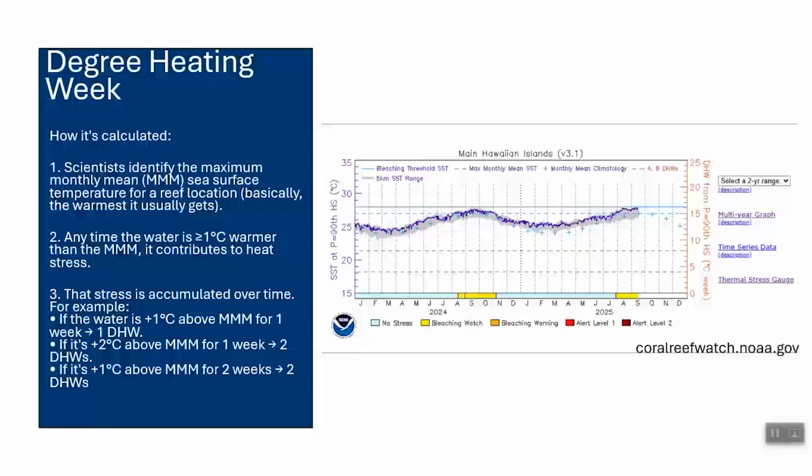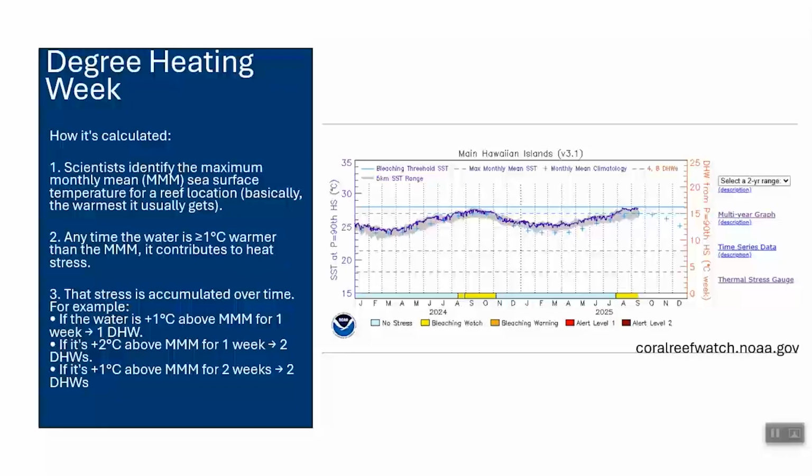Okay, so we've talked a little bit about bleaching, and now we'll go ahead and get into a little more of the science in this tool through Coral Reef Watch that NOAA has, and we'll walk through that. But first off, I just want to talk through what a degree heating week is, because that's a measurement used by scientists to determine the severity of a bleaching event. So basically, scientists identify the maximum monthly mean of sea surface temperature for a reef location, basically the warmest it usually gets.